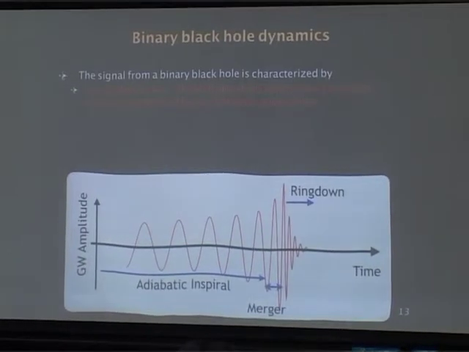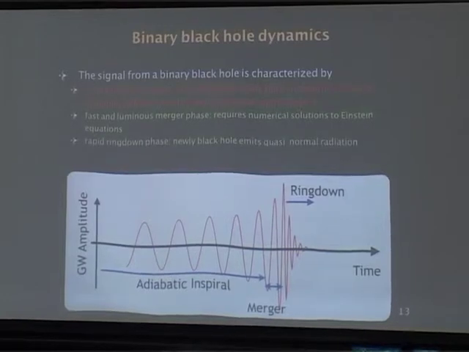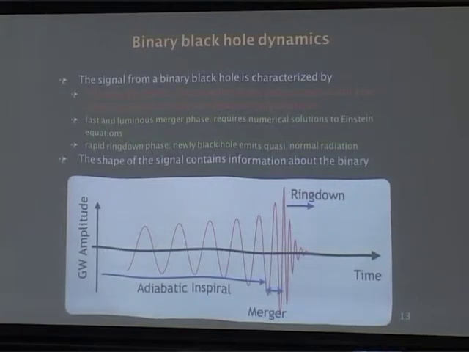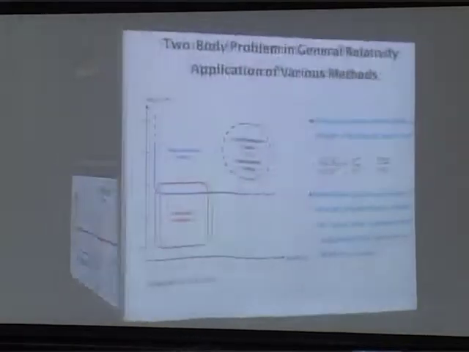And finally, the ringdown phase is handled by numerical relativity. But this can be shown in one other way. The signal shape, of course, contains a lot of information, and we can extract it from gravitational wave observations.